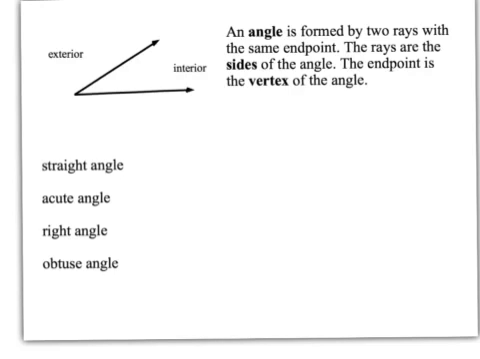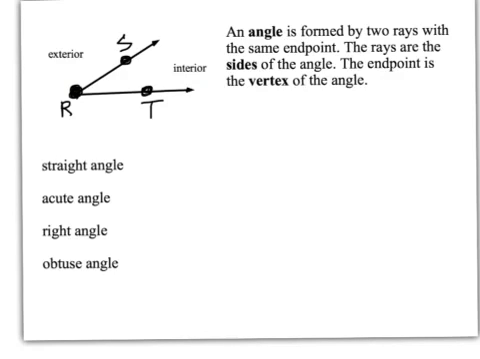So an angle is formed by two rays with the same endpoint. Now these are not opposite rays. Opposite rays form a straight line. These are two separate rays, but they share a common endpoint. So we can see here, we have ray RS, and we have ray RT, and they share the common endpoint R.